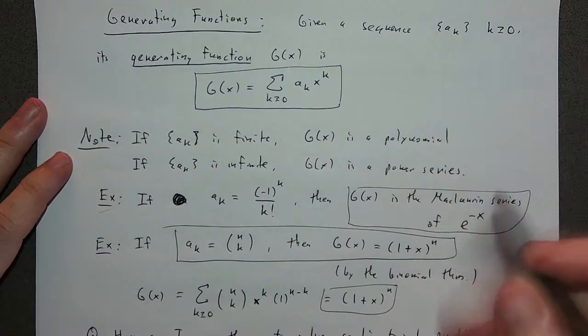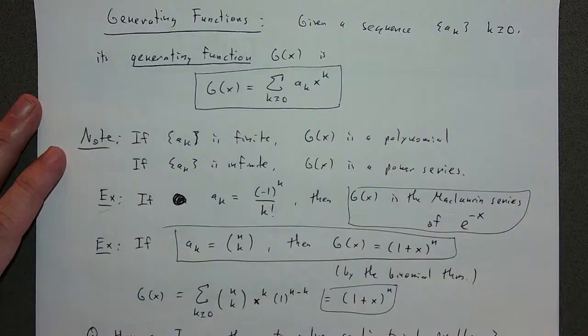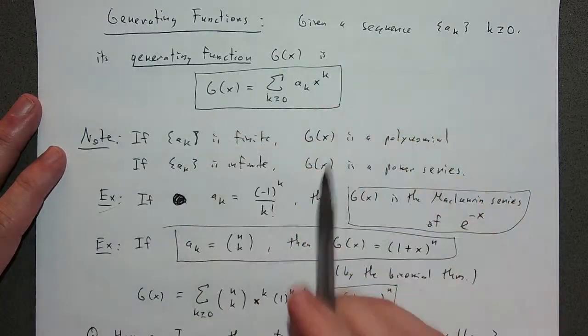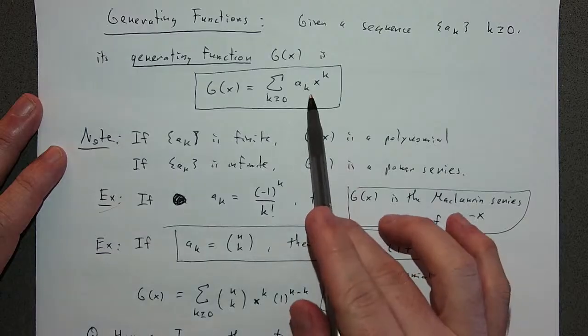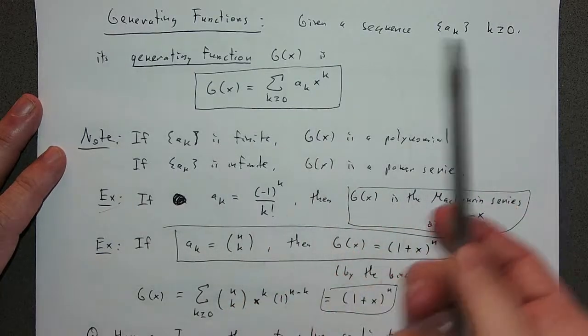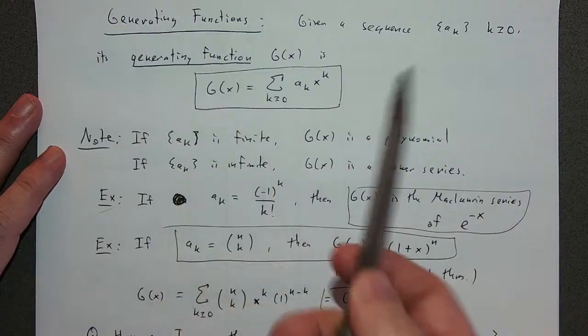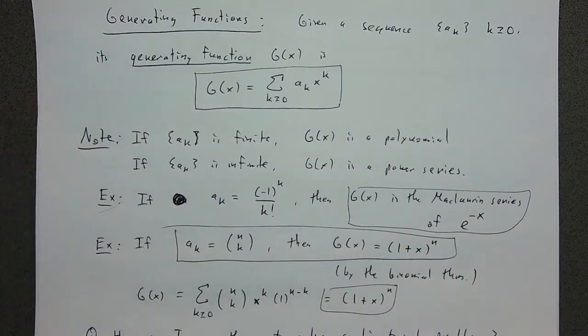Given a sequence a sub k, k bigger than or equal to 0, its generating function is defined to be this series. We noted that if you're talking about a finite sequence, it's just a polynomial. If you're talking about an infinite sequence, this is a power series having that sequence as its coefficients.